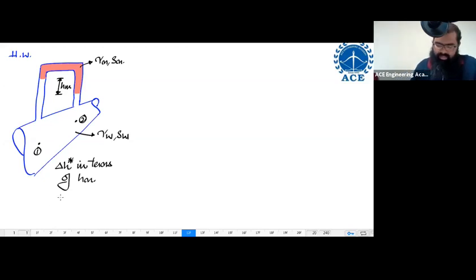HM is termed over here as manometric fluid head. It will be useful. You won't understand it right now. You'll understand it later on whenever we are discussing the concept of venturi meters and all. That time you'll come across this concept.